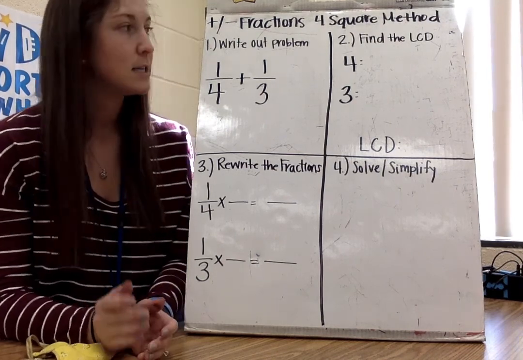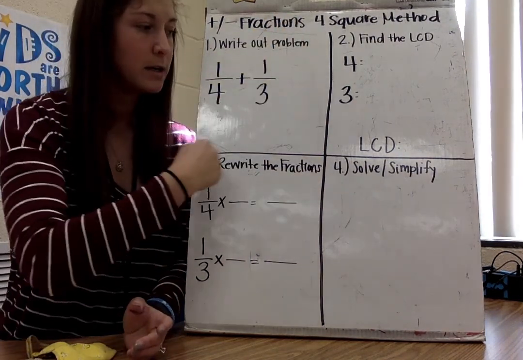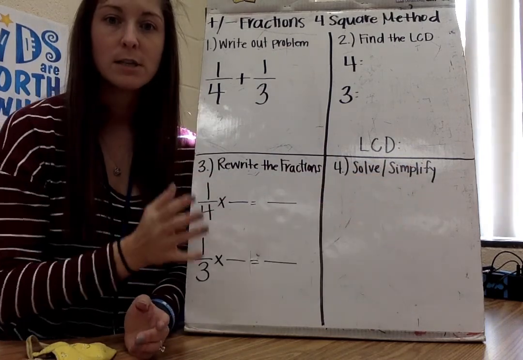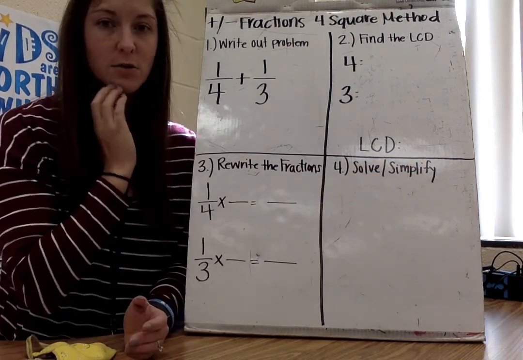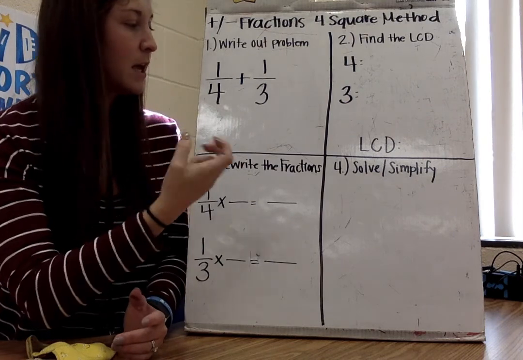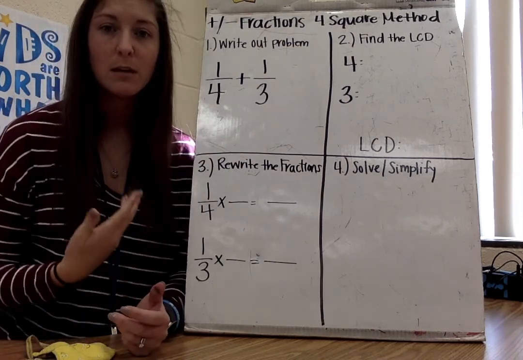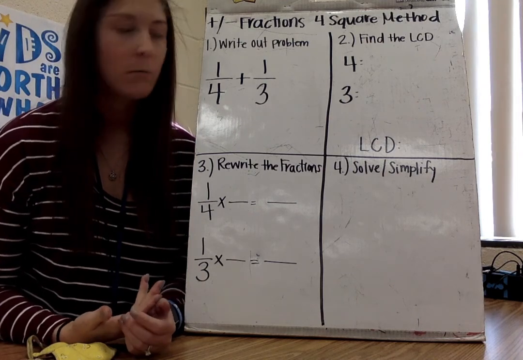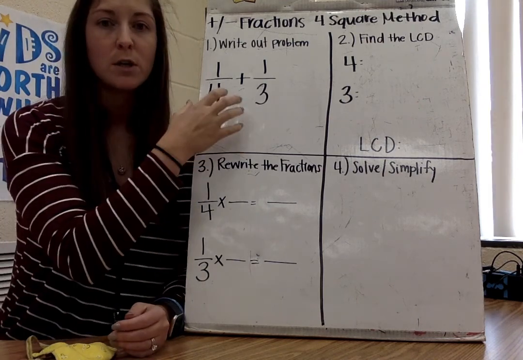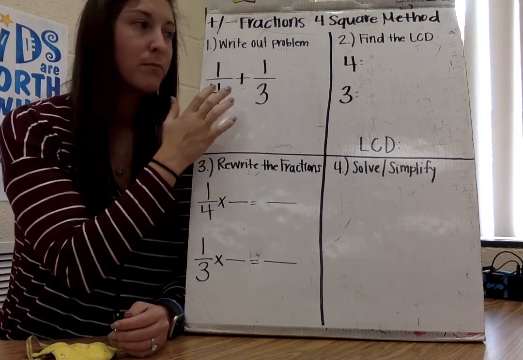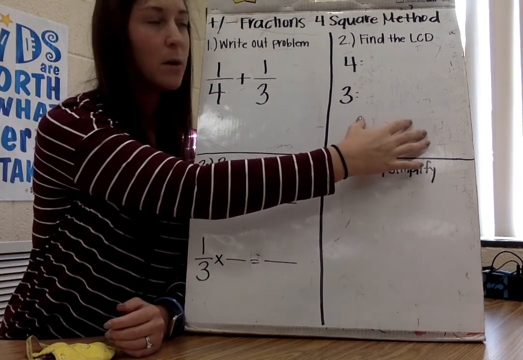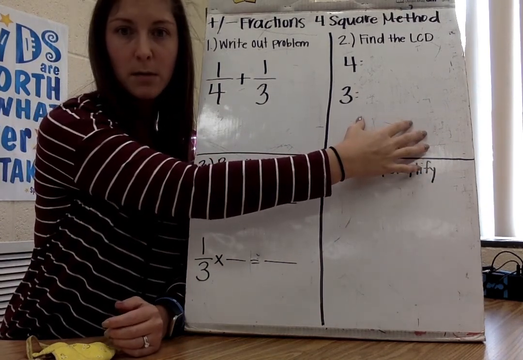So in class we talked about creating our boxes here. Notice I always have four boxes. I just create a T right through the center. In the first box, this is where I'm going to write out the problem. And as we begin, the problem's already going to be written out for you. But as we move on, you guys will write your problem here. Then we move over to the second box where we need to find our least common denominator.